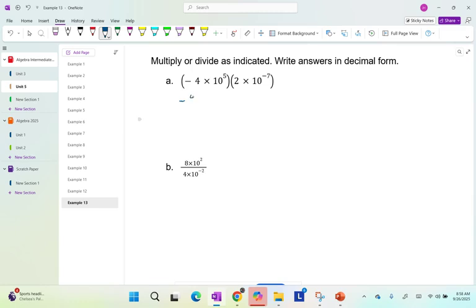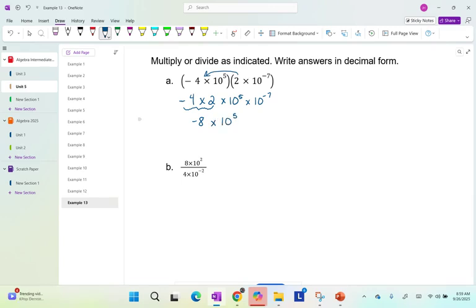So we'll have -4, and I'm going to move this 2 next to the -4. So times 2. It shows me kind of what I need to do. And then we'll have the times 10 to the 5th times 10 to the -7th. Okay, so now that we have our values of a next to each other, and we have our base 10s next to each other, we can multiply through these things by parts. And so we have -4 times 2, which is -8. And then we have times 10 to the 5th.